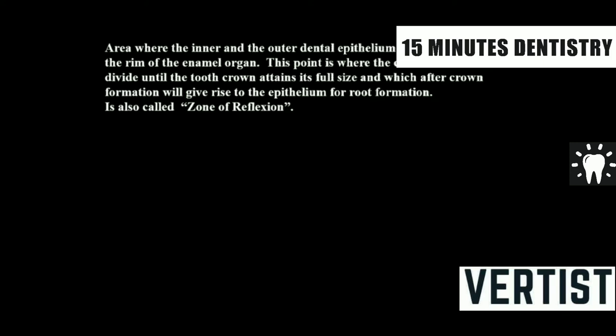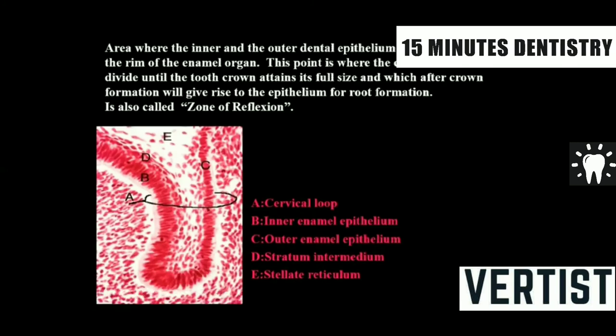So next is the cervical loop. What is the cervical loop? The area where the inner and the outer dental epithelium meet at the rim of the enamel organ is called the cervical loop. And this point is where the cells will continue to divide until the tooth crown attains full size, and which after crown formation will give rise to epithelium for root formation, and it is called the zone of reflection. So the cervical loop is nothing but where the inner and the outer enamel epithelium meet.